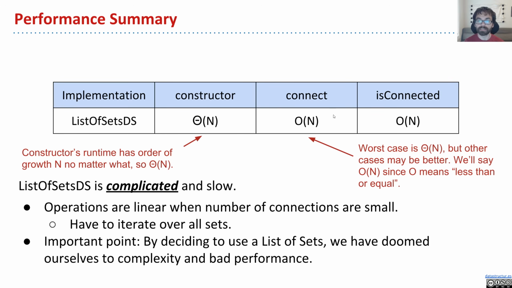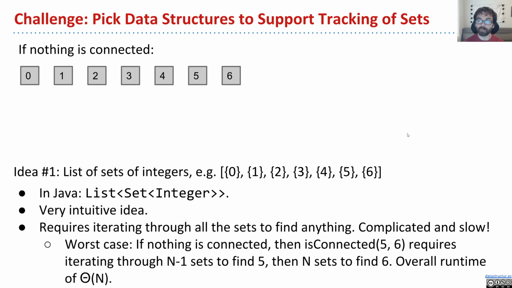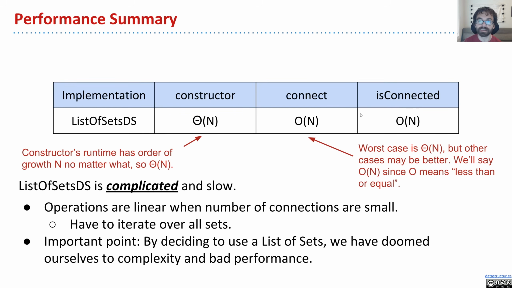Now connect and isConnected, we saw the worst case for isConnected, and it turns out the analysis for connect is almost the same thing. So the worst case for these operations is theta n, but we didn't think about any other cases. They might be better. Maybe there's some situations where it's actually much faster. So what I'm going to do in the table is say big O of n, because remember that O means less than or equal. So we know that we saw an example where it's theta n, that was the worst case, but maybe it's better, so we'll just say big O of n.